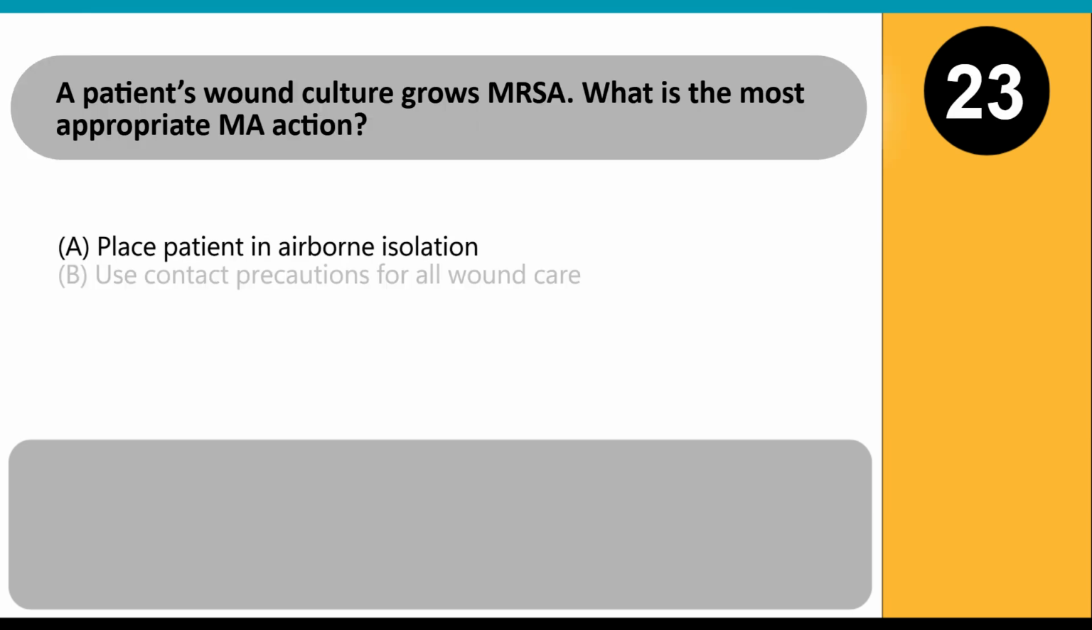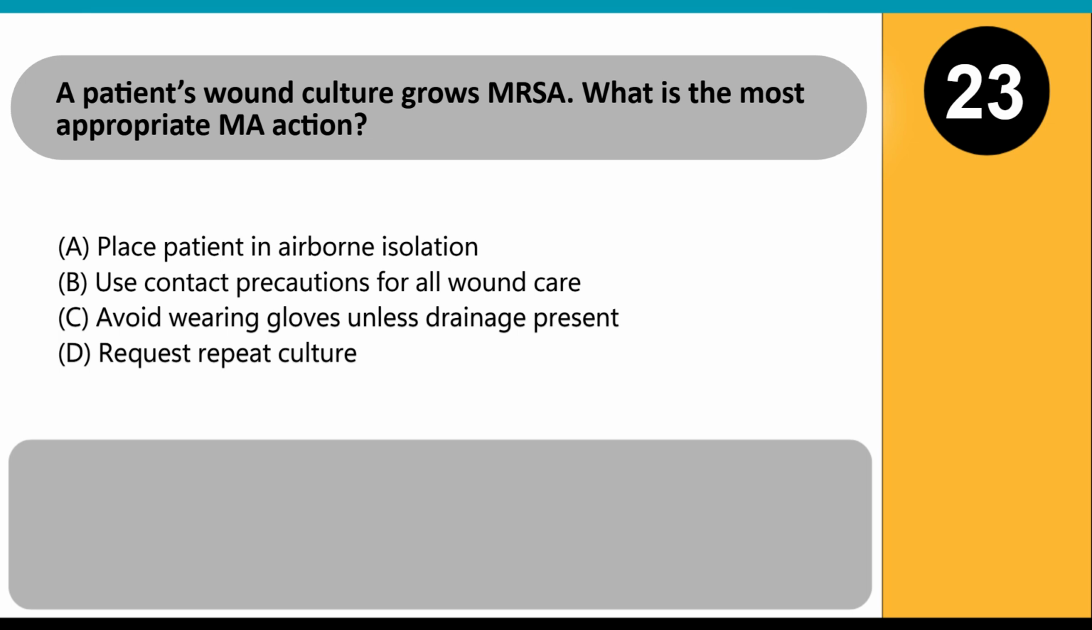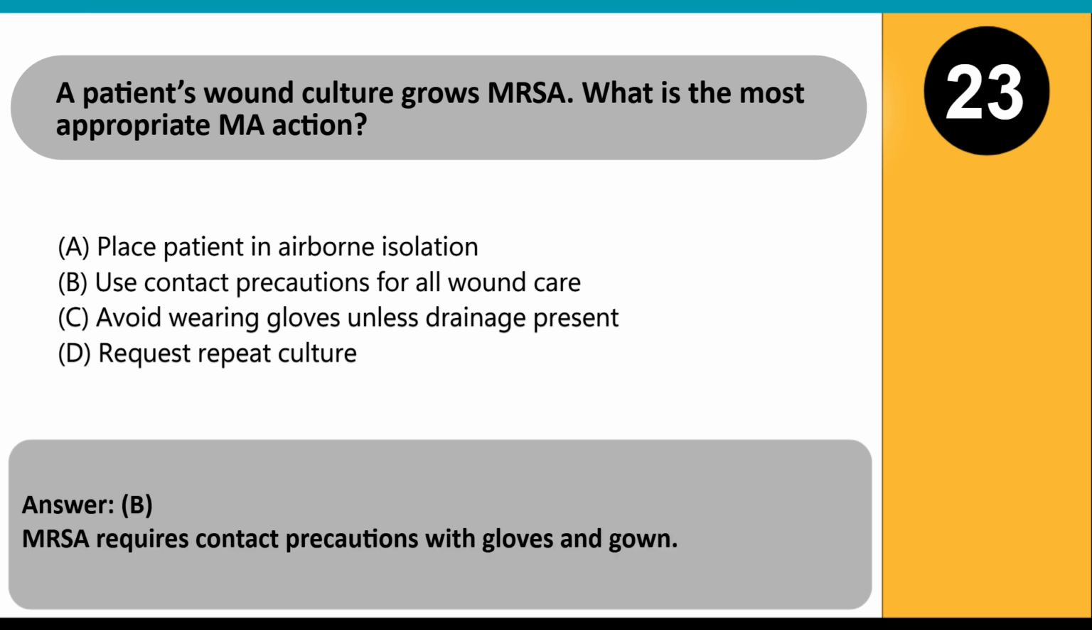A patient's wound culture grows MRSA. What is the most appropriate MA action? A. Place patient in airborne isolation. B. Use contact precautions for all wound care. C. Avoid wearing gloves unless drainage present. D. Request repeat culture. Answer B. MRSA requires contact precautions with gloves and gown.